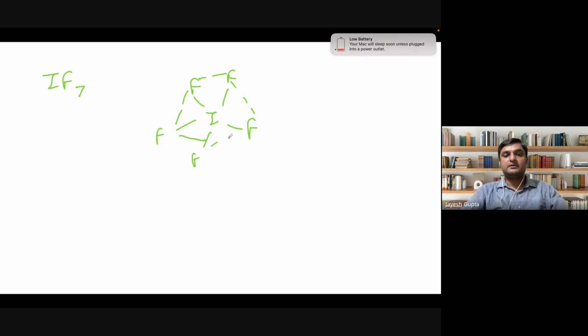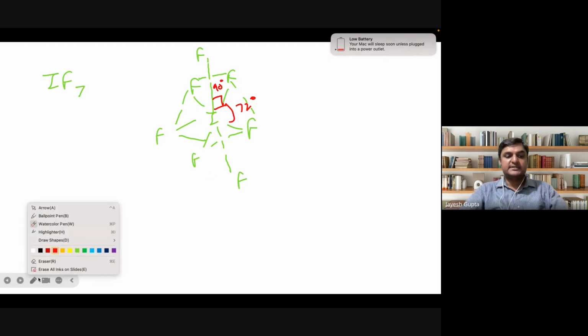Pentagonal pyramidal, that will be the geometry. Pentagonal bipyramidal, and the 2 fluorine atoms are lying above and below the plane. So here also the bond angle is changing. You can see here the bond angle you are getting is 72 degrees, and with the upward and downward fluorine you are getting 90 degrees. So again, the same concept.